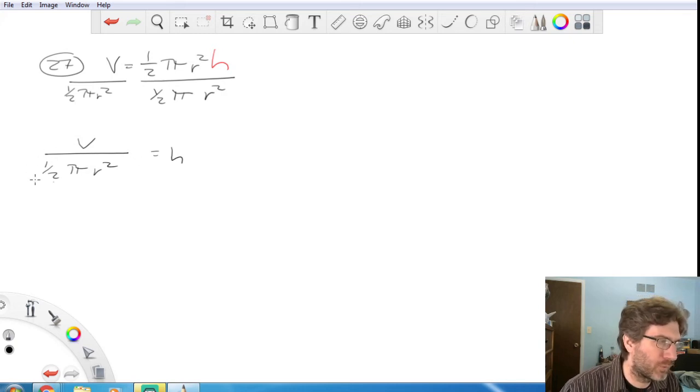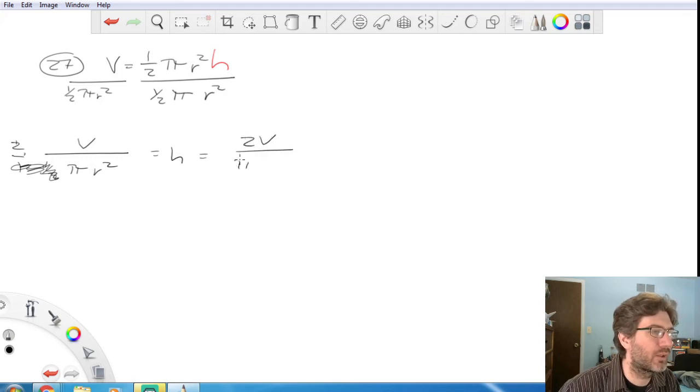Which is basically multiplying the denominator by 1 here. In doing so, this fraction is going to flip, and it's going to move the 2 up top. So if I multiply this by 2 over 1, this cancels, and I'm left with the 2 on top. So a better answer would be 2v over pi r squared. But I accepted either one of them, because technically it all met the criteria.